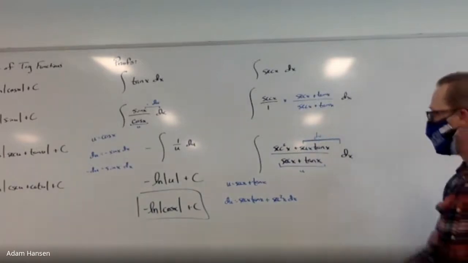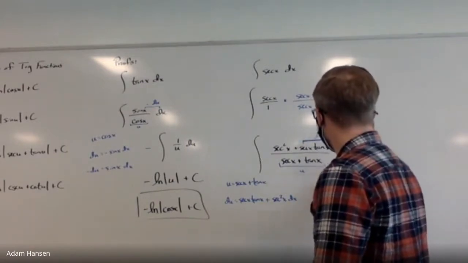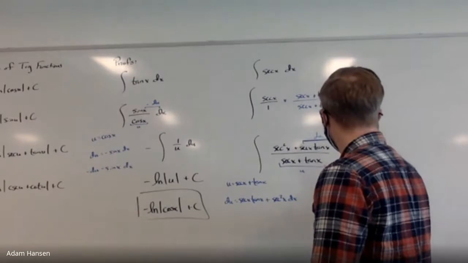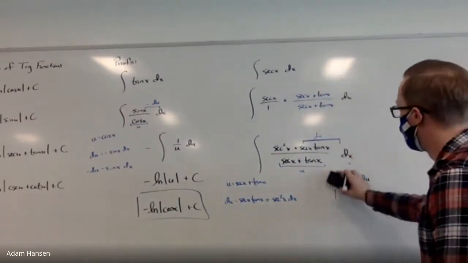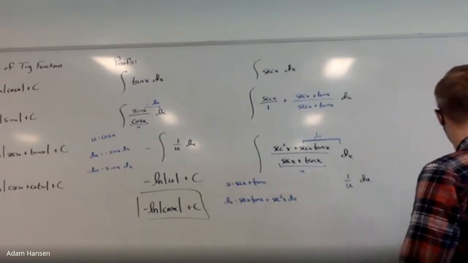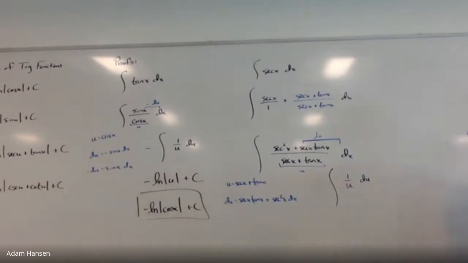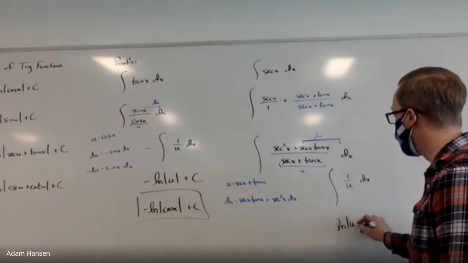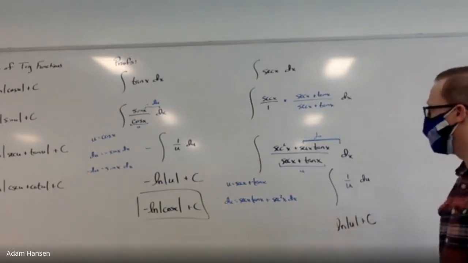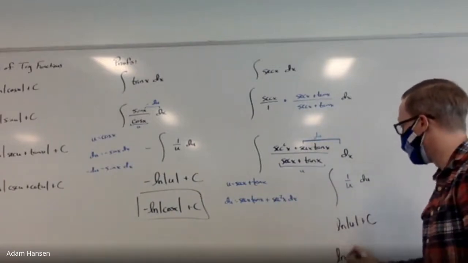Using those substitutions, I have everything I need. Antiderivative of 1 over u, du. Antiderivative of 1 over u, du is the natural log of the absolute value of u plus c, and since u is equal to secant plus tangent, I can replace that back in for u for my final antiderivative.